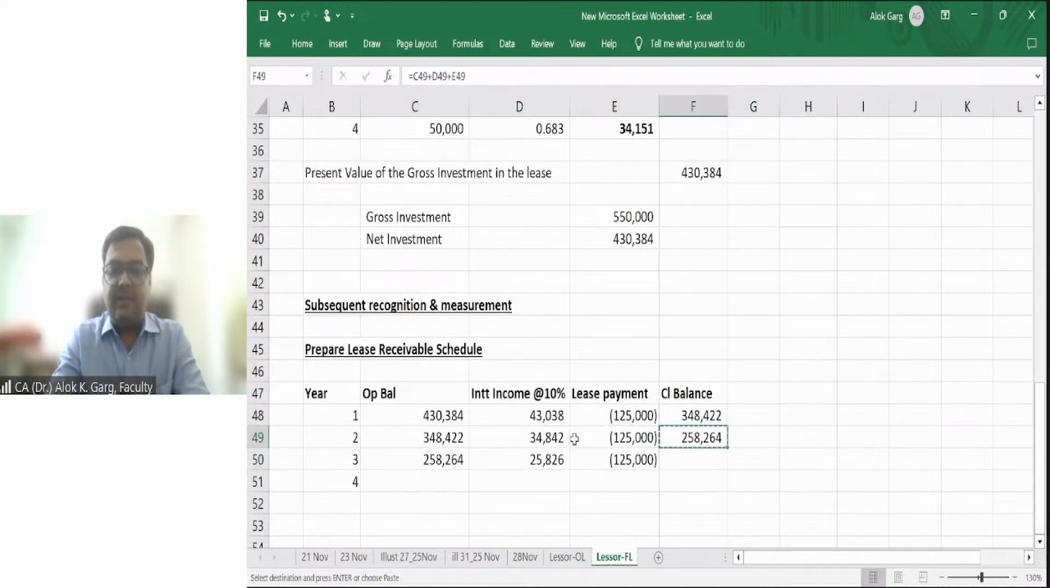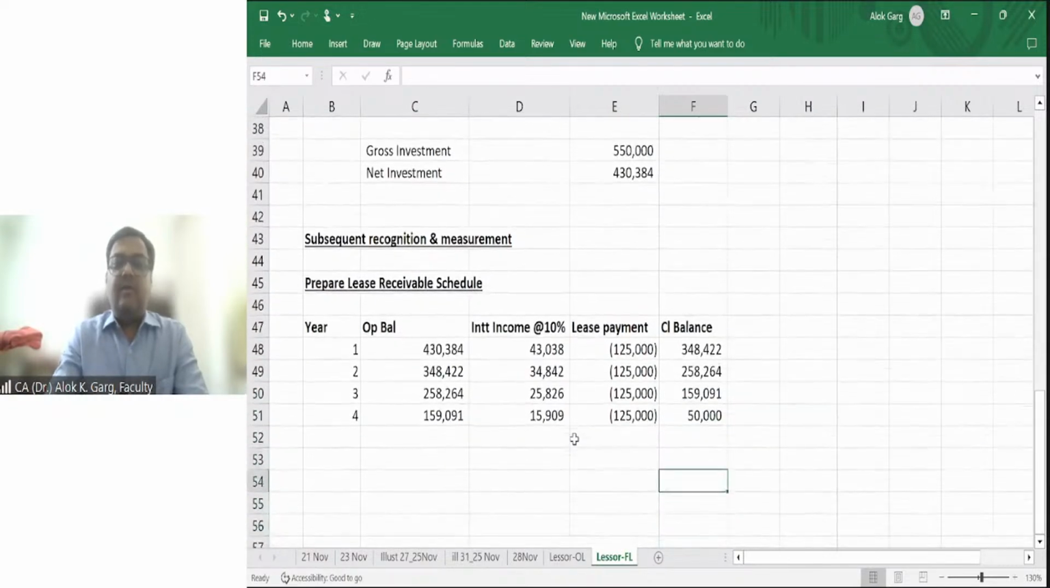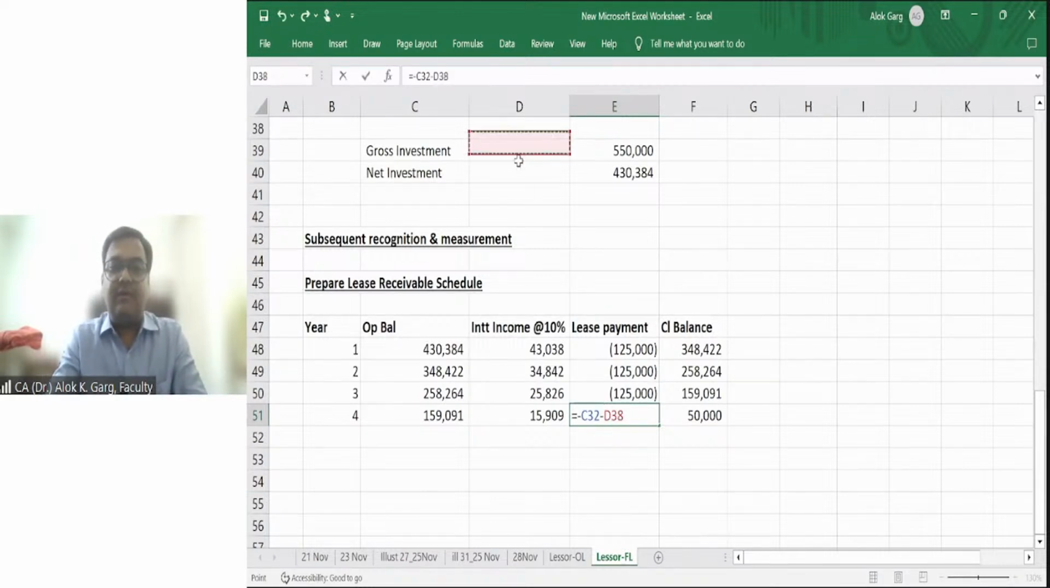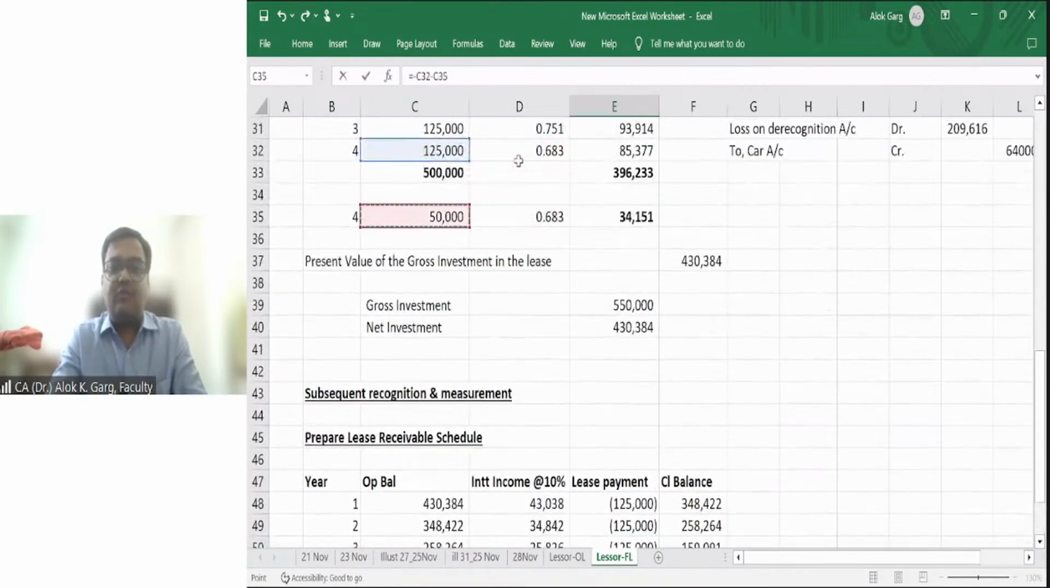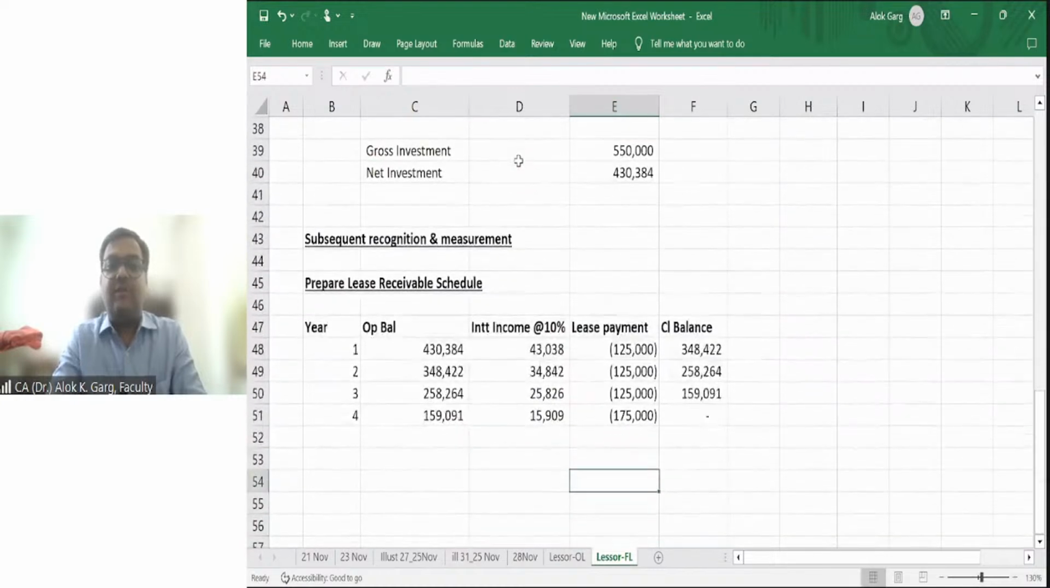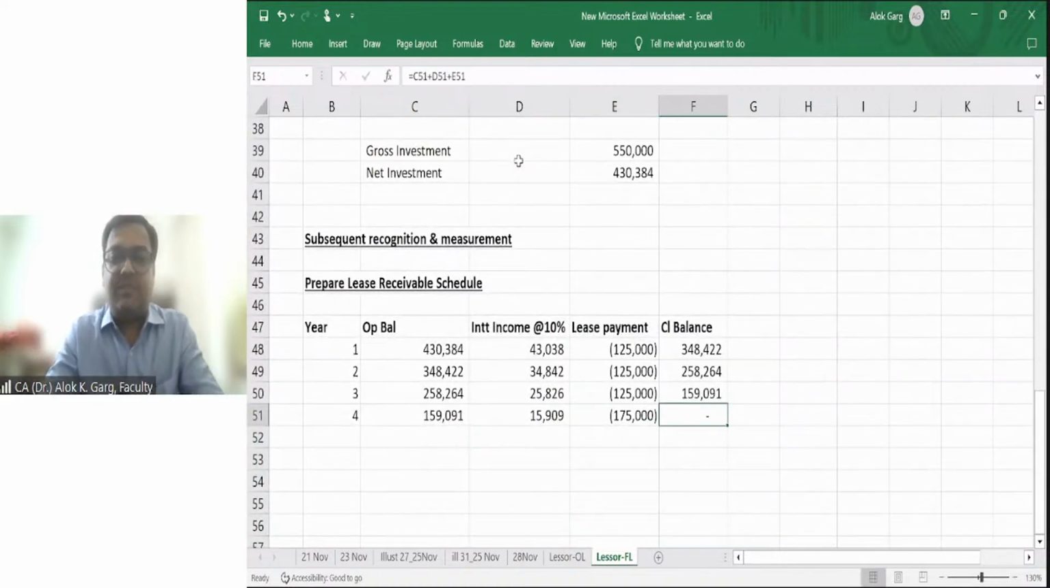There is a lease payment and there is a closing balance, right? There is a lease payment and there is a closing balance. Right, you can see here instead of 1,25,000, you need to receive 50,000 also, which is unguaranteed residual value. This has become zero. Is that clear?